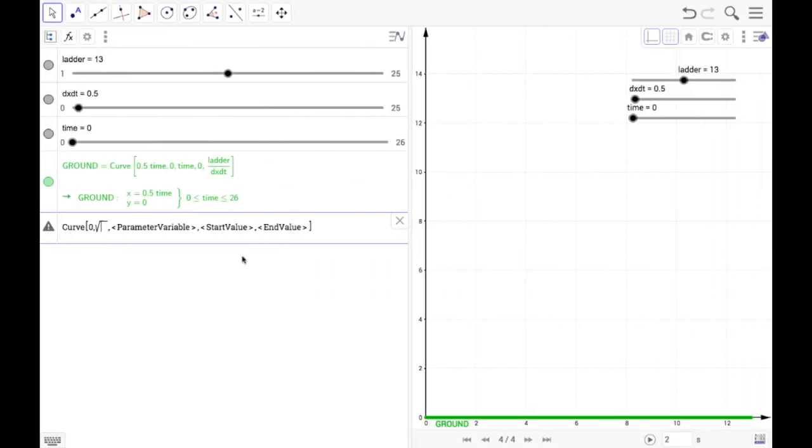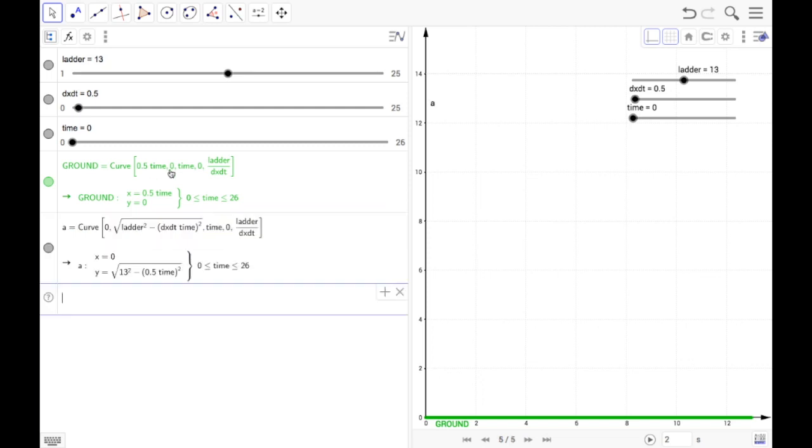So let's put this in. I have ladder, which again is going to be this value here, currently set at 13. I'm going to square it. Then I'm going to subtract off the dx dt value, so dx dt times the time, and I'm going to square that. The parameter variable is going to be time, the start value is 0, and again the end value is going to be the ladder divided by dx dt.